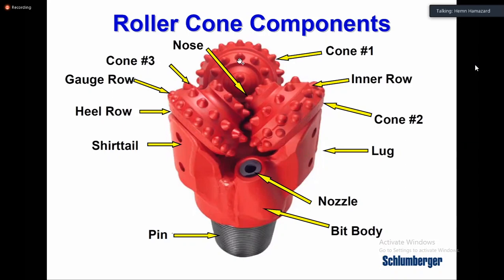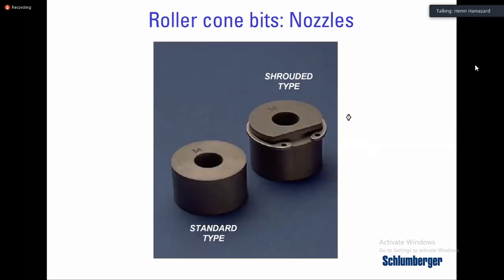All this part is something you should be familiar with once you have any opportunity to work in any oil company or even in the university. These are the nozzles. There are two types of nozzles. This is only for the Tricone bits: the shrouded type, which has this kind of spring ring you can use for the nozzle, and the standard type of nozzle.